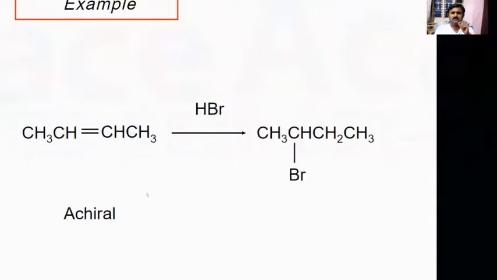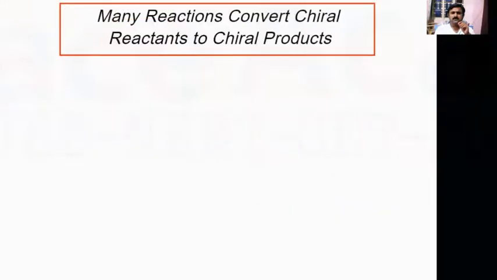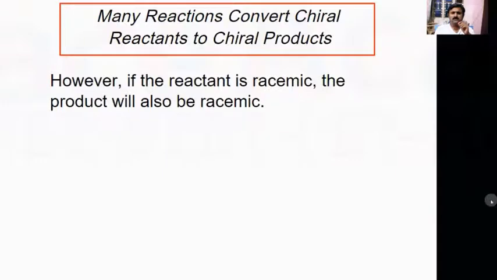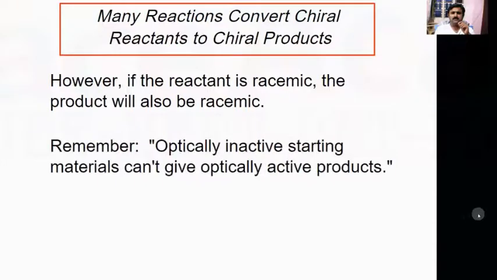Another example: if you observe a chemical reaction here, an alkane reacts with hydrogen bromide. The alkane is achiral. The product after the formation is shown as chiral, but it is racemic. Many reactions convert achiral reactants to chiral products. However, if the reactant is racemic, then the product will also be racemic. Remember, optically inactive starting materials cannot give optically active products.